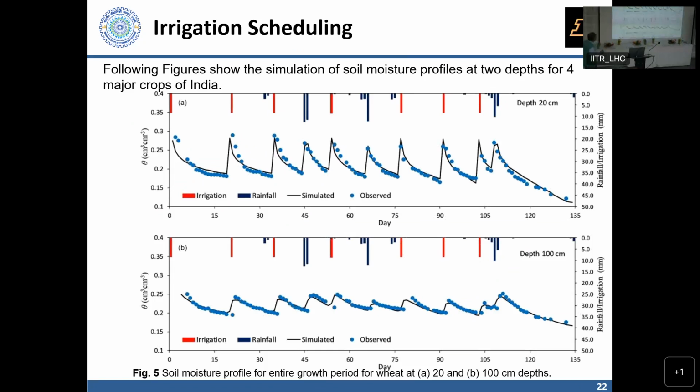depths. This is at 20 centimeters and this is at 100. If you see here, you can clearly see the moisture content is quite varying at the upper parts, that's 20 centimeters, as compared to deeper depths. This is because the root density and root activity are much greater at the upper zones as compared to the lower zones, because you have a smaller density at the bottom. So you will have less variation there.